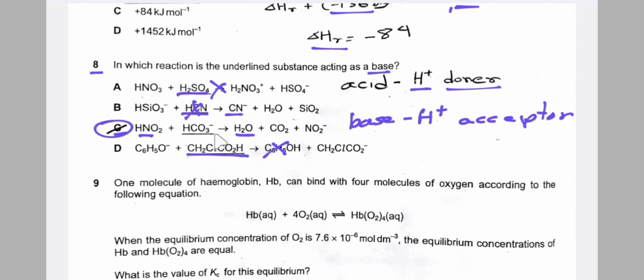That means the correct answer is C, where HCO3 minus converts to water, and as we can see there is 1 hydrogen, and in water 2 hydrogen, so it gains a hydrogen ion. A hydrogen ion acceptor is a base. So this species is acting as a base, so the correct answer is C.